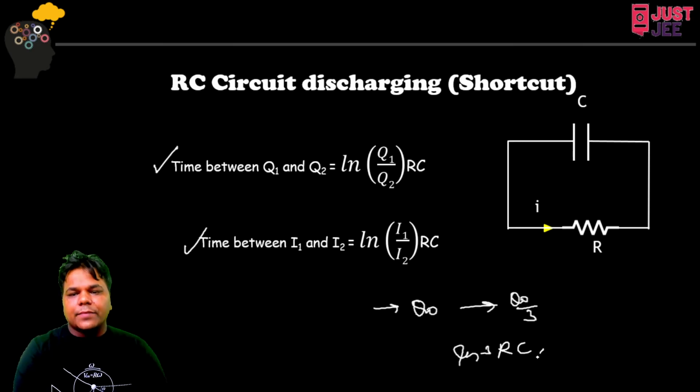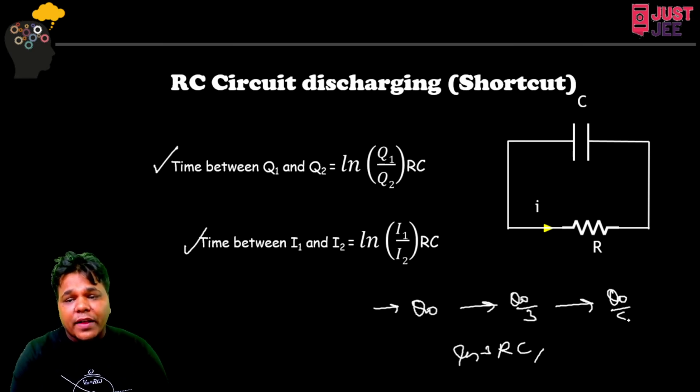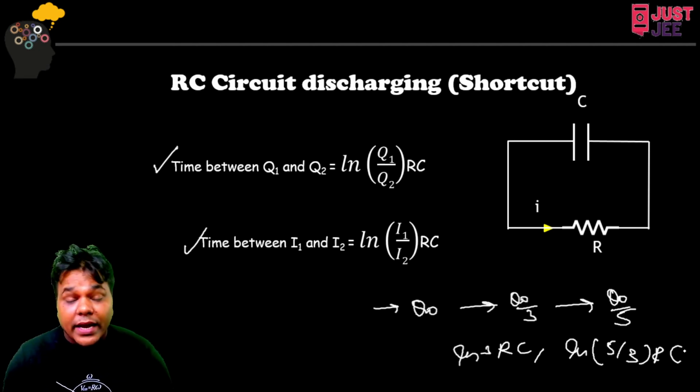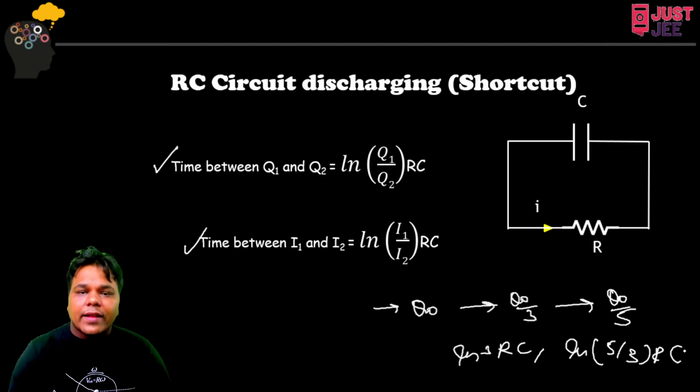Now, if I ask you what is the time from Q0 by 3 to Q0 by 5, because the capacitor keeps on discharging, what you can say is ln 5 by 3 RC. That is the shortcut from my side. Okay, it might be useful for advanced level questions also. Okay, we'll brief about it later.